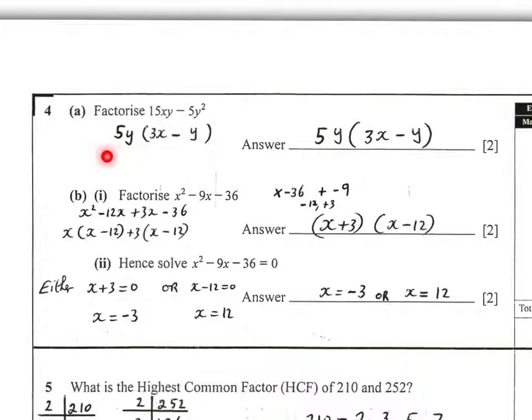So just basic factorizing. Take 5y outside the brackets. That's your answer. Part B, want to factorize this. We're looking for two numbers that multiply to give minus 36, add together to give minus 9. Two numbers are minus 12 and 3. We get x plus 3 times x minus 12. When two numbers multiply to give 0, either the x plus 3 is 0, in which case x is minus 3, or x minus 12 is 0, x will equal 12.